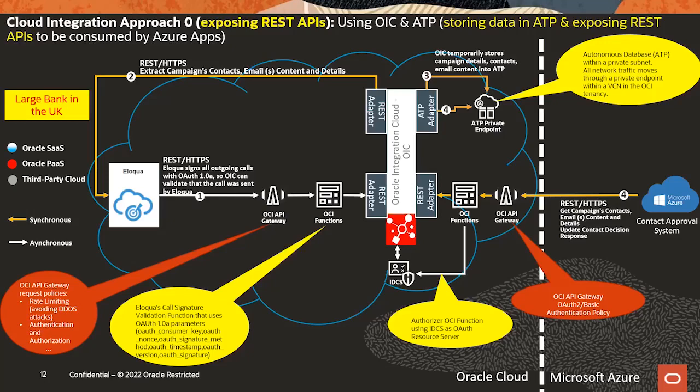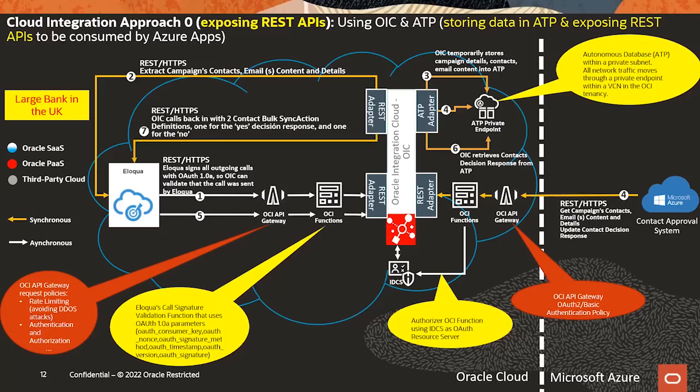Once we have the information and the campaign flows to the decision service, Eloqua is going to call OIC again, right? Basically we're going to ask ATP and retrieve all the information. All the responses are going to be retrieved from ATP. And finally, we're going to send the yes contacts and no contacts back to Eloqua, okay?